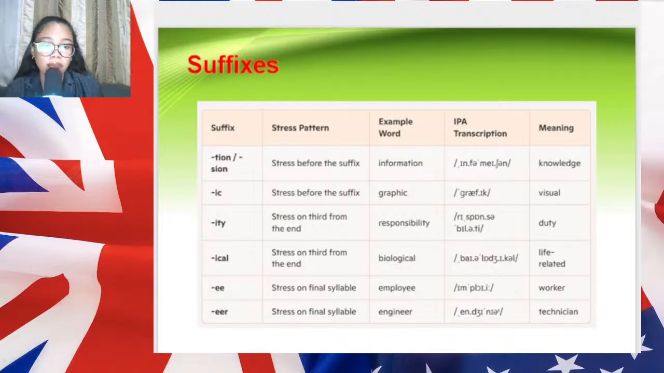So, if you've ever looked at a long English word and thought, "Where do I even start to say this?" then this is for you. The secret: look at the suffix. Okay.